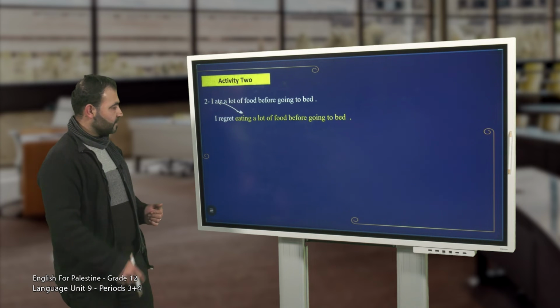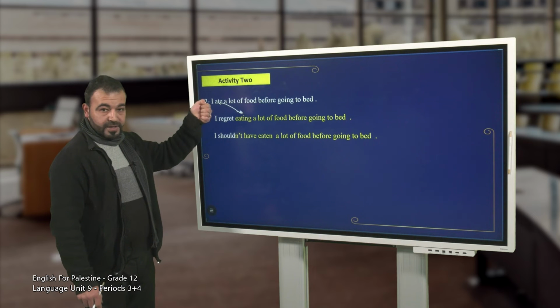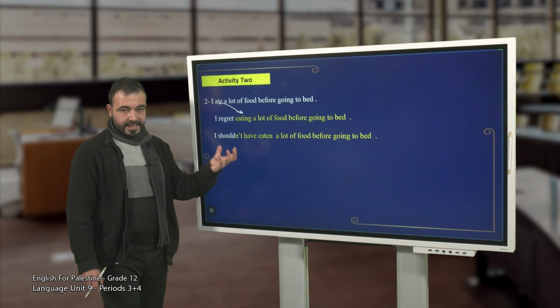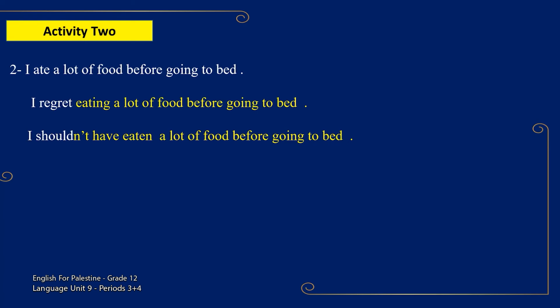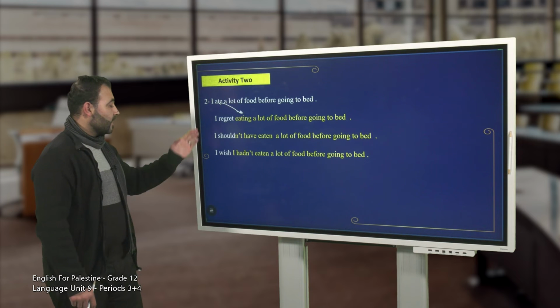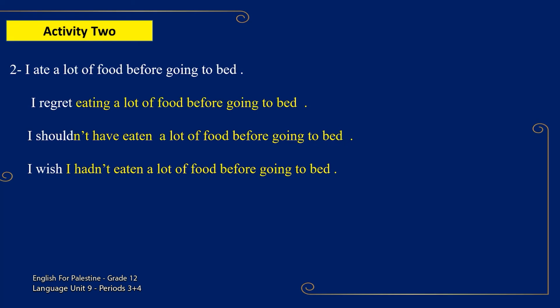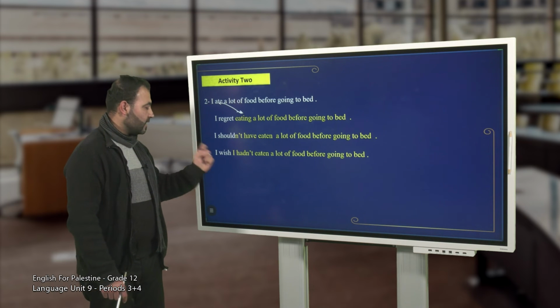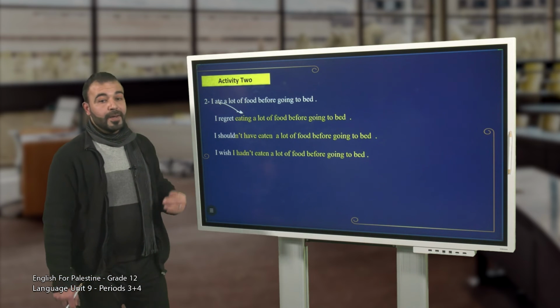The second way, with should. The affirmative or positive sentence, here it's negative. I shouldn't have eaten a lot of food before going to bed. Finally, with wish, I wish I hadn't eaten a lot of food before going to bed. Don't forget, after should and wish, the sentence must give the negative meaning.